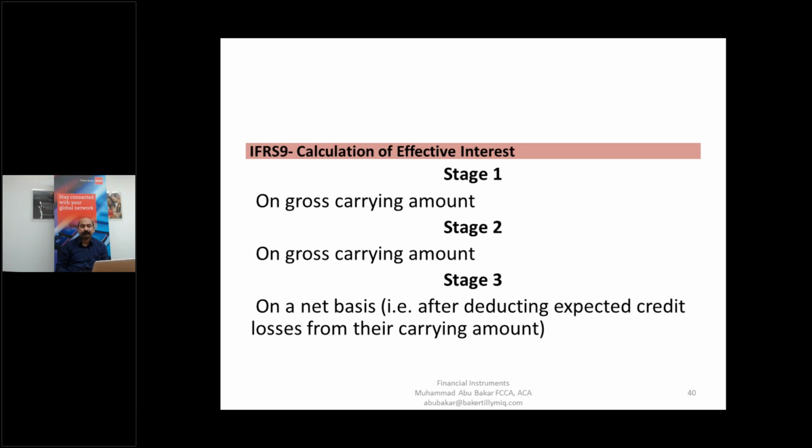amount. See, interest revenue shall be calculated on the carrying amount of the financial asset. This will depend on the stage of the impairment model applicable to the financial asset. Interest revenue is calculated by applying the effective interest rate to either the gross carrying amount, stages 1 and 2, or the net carrying amount, that is gross carrying amount less any impairment loss, stage 3.